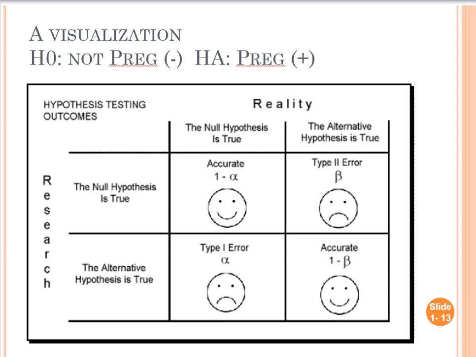Now here's a good visualization of type 1 and type 2 error. We have reality here. There's two different sets of reality. One is that the null hypothesis is true. The other alternative is that the alternative hypothesis is true. And then we have what statistics, our test, tells us. So here, our test is saying that we fail to reject the null hypothesis, and the alternative is that we reject the null hypothesis in favor of the alternative hypothesis.